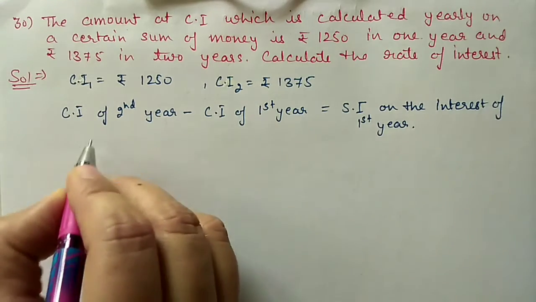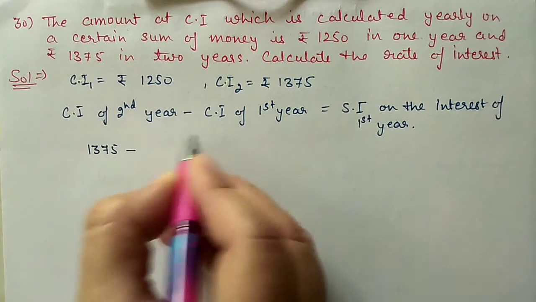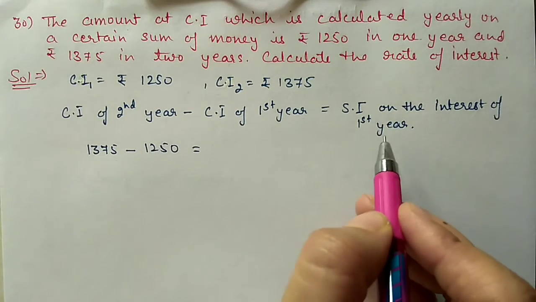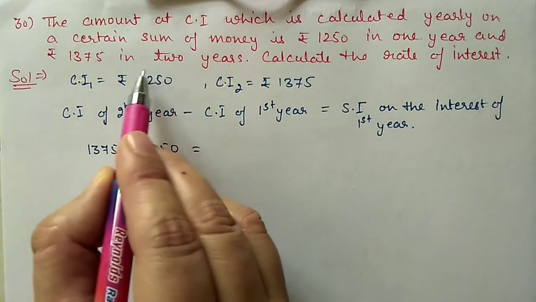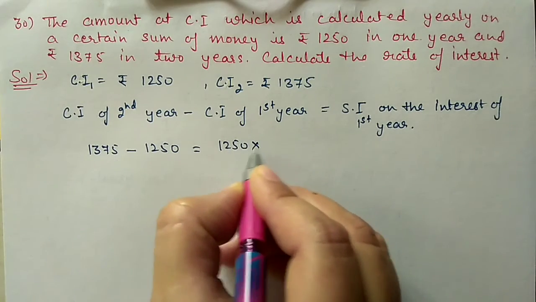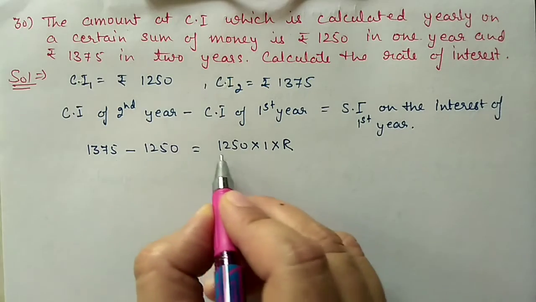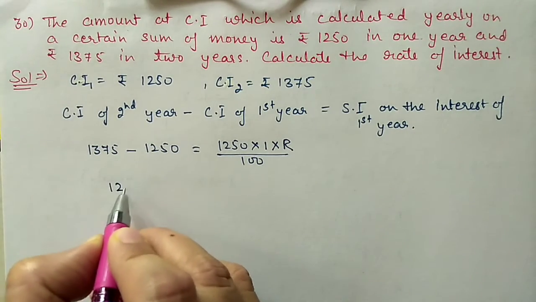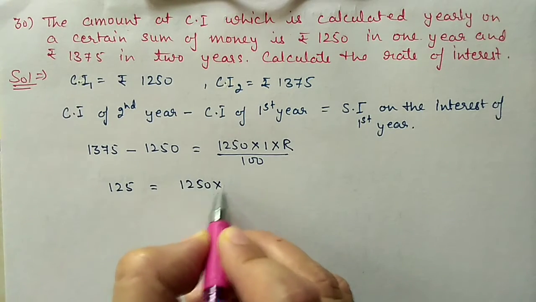So we will substitute values here. This is 1,375 rupees and this is 1,250 rupees, which is equal to simple interest on the interest of first year. So first year interest is this one. This we will take as a principal here, 1250. Time is 1 year and rate of interest we have to calculate, so we'll keep it R by 100. Here after subtraction we will get 125 rupees equal to 1250 into R by 100.